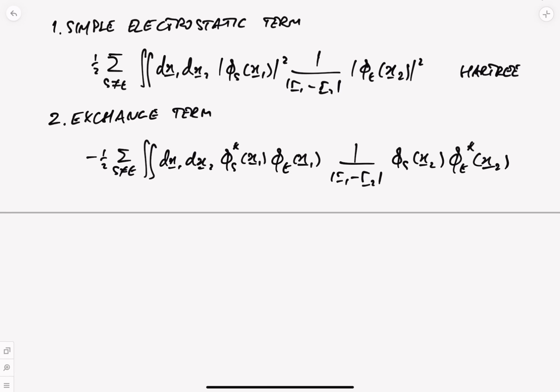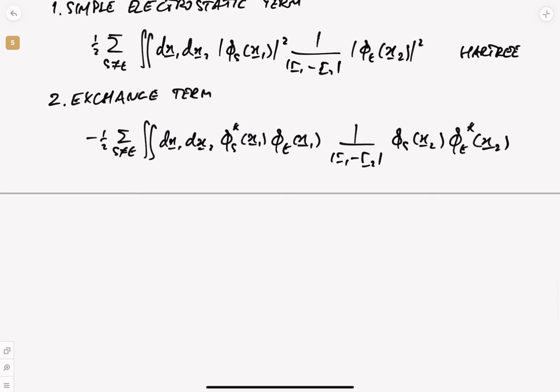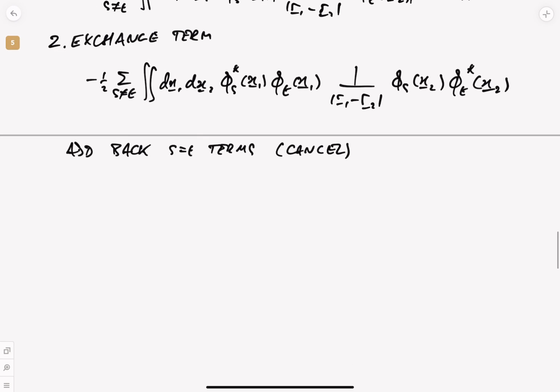We can, if we want to, actually add back in the s equals t terms in both of those sums, because they cancel each other out exactly. And that makes writing the sums just a little bit easier. And so in this case, we find the following.